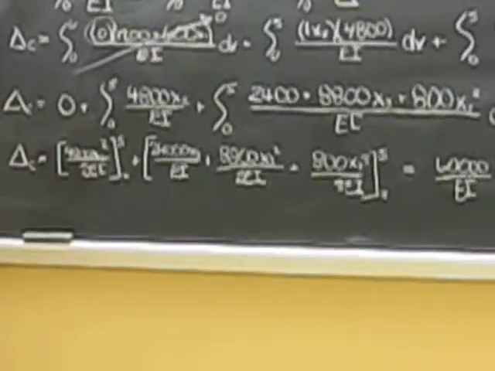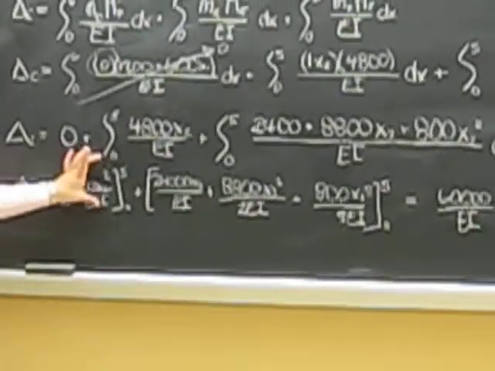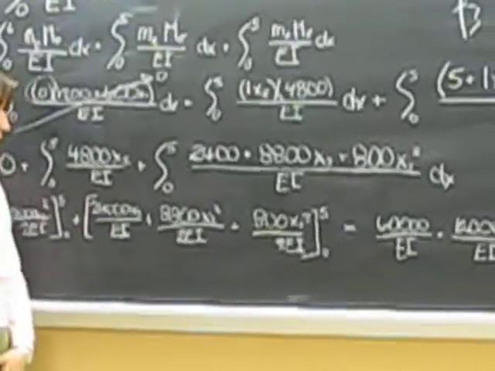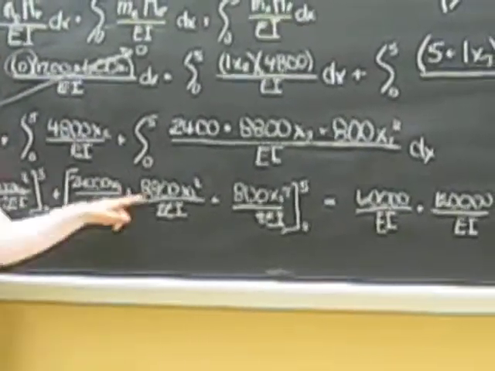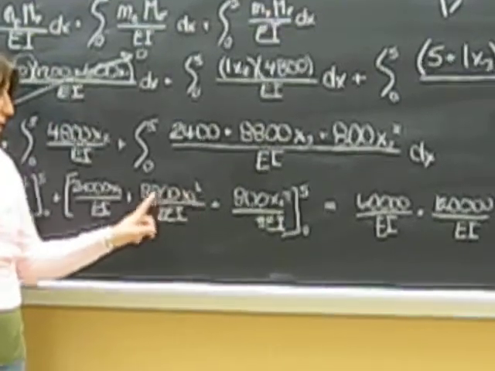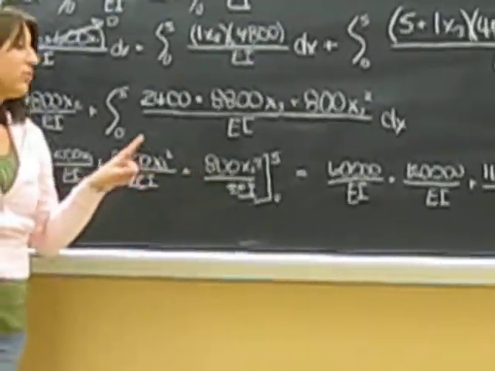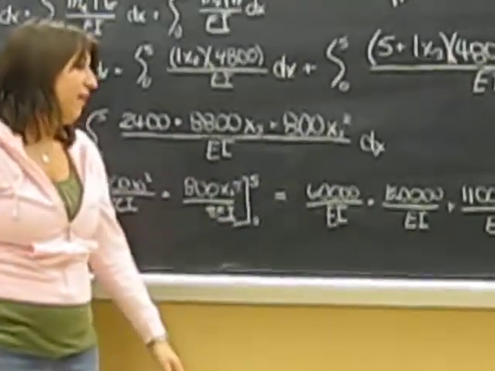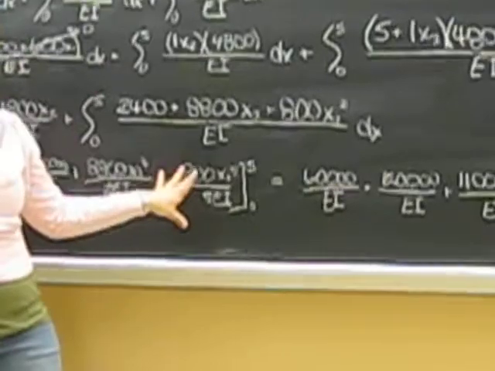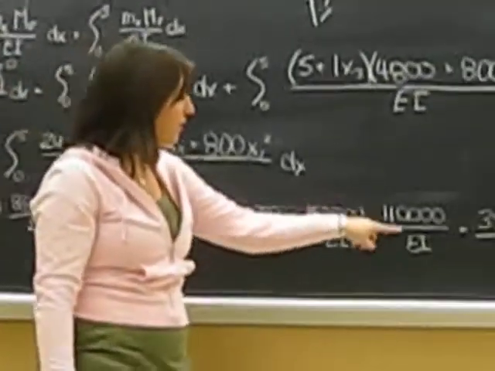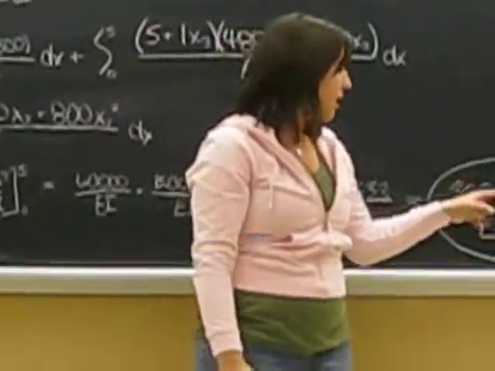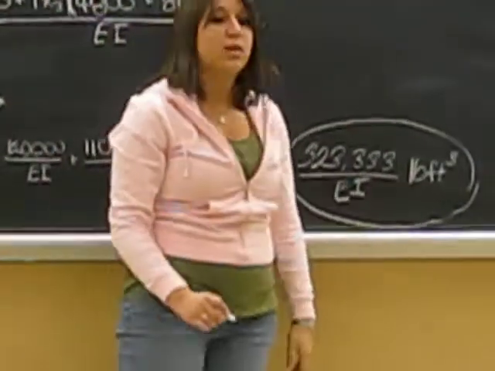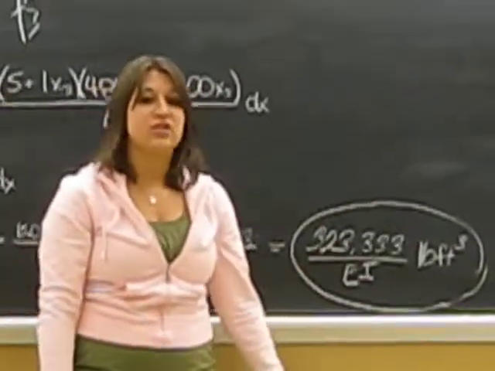It's just 4800 x2 squared over 2EI. And of course, you're going to take that from 0 to 5. You have right here 24,000 x3 over EI plus the 8800 x3 squared over 2EI plus 800 x3 cubed over 3EI. So those are going to go from your limits 0 to 5. When you plug the limits in, you have your four different pieces, and those are going to sum up to 323,333 pounds feet cubed over EI. That's your ending equation.